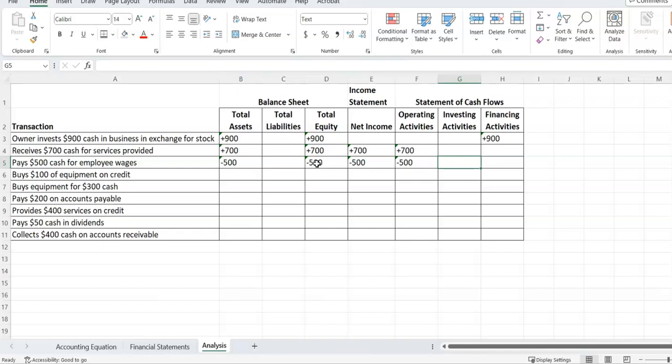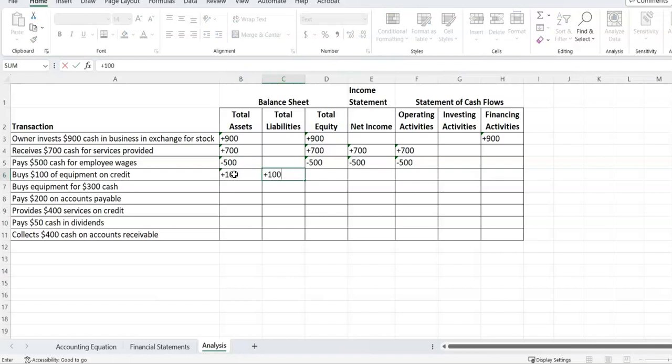Okay. Now we're going to buy $100 of equipment on credit. Okay, so we purchased equipment. We've gained an asset. We have equipment, which is an asset. So we've increased our assets by $100. And because we bought that on credit, we owe people money. So we have increased our liabilities by $100.